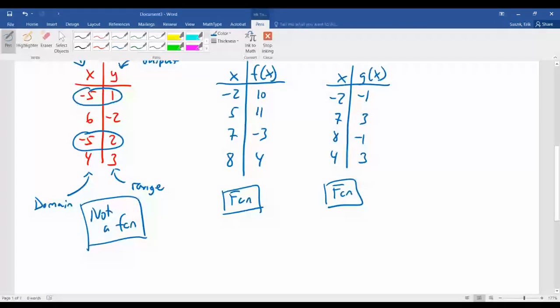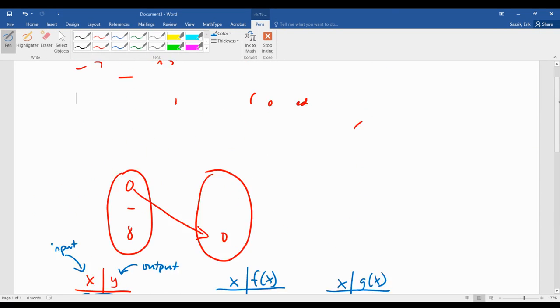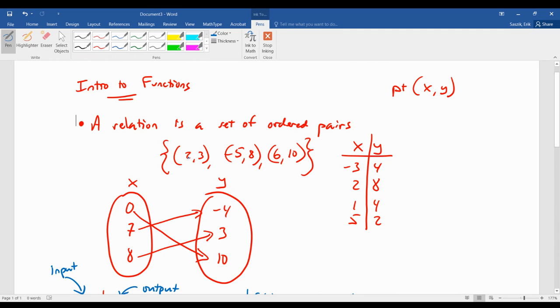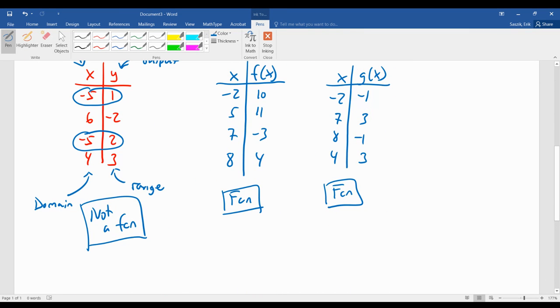This is not a function. If you look up at the ones that we had looked at earlier, this would be a function because all the x values are different. Actually, all three of these are functions because the x values are different.